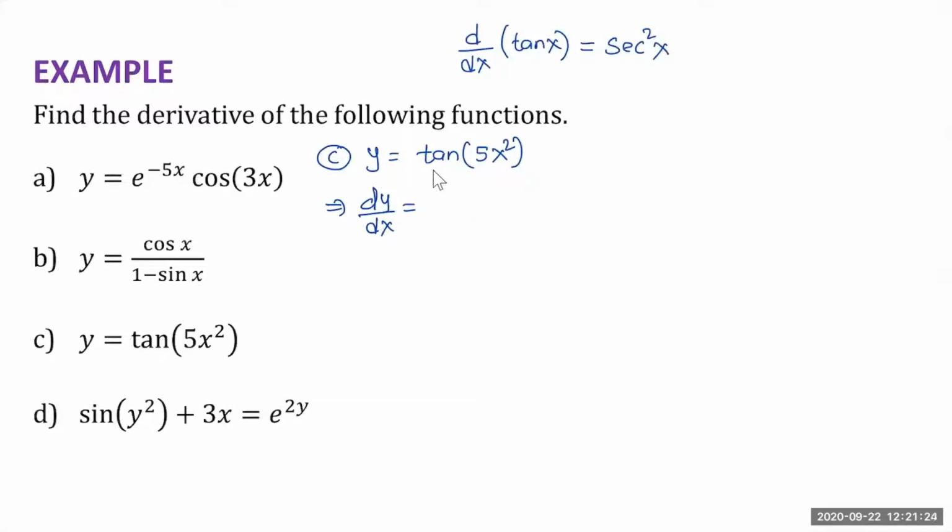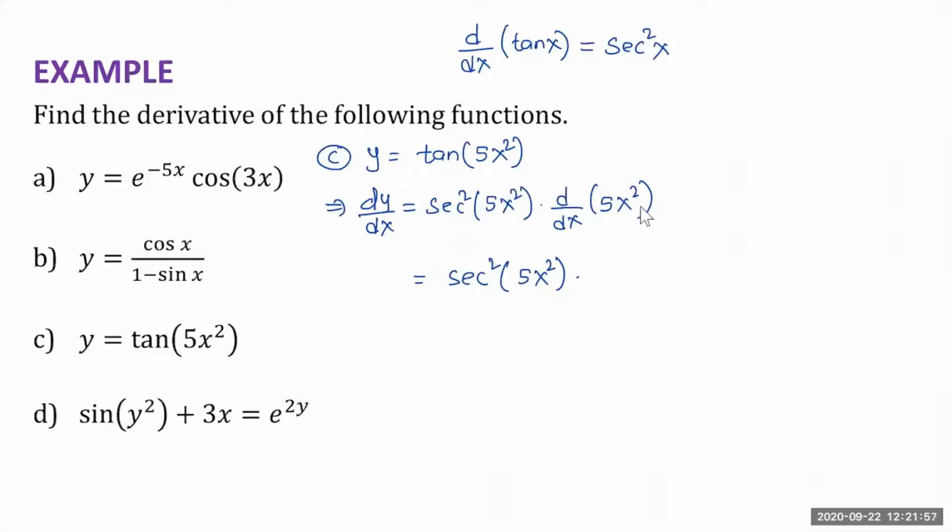The chain rule says the derivative of the outside function multiplied by the derivative of the inside. So the derivative of the outside, the derivative of tangent, is secant squared. So secant squared, inside that we have 5x squared, keeping the inside the same. Then multiply by the derivative of the inside function, which is 5x squared. That's equal to secant squared of 5x squared, multiplied by the derivative of 5x squared.